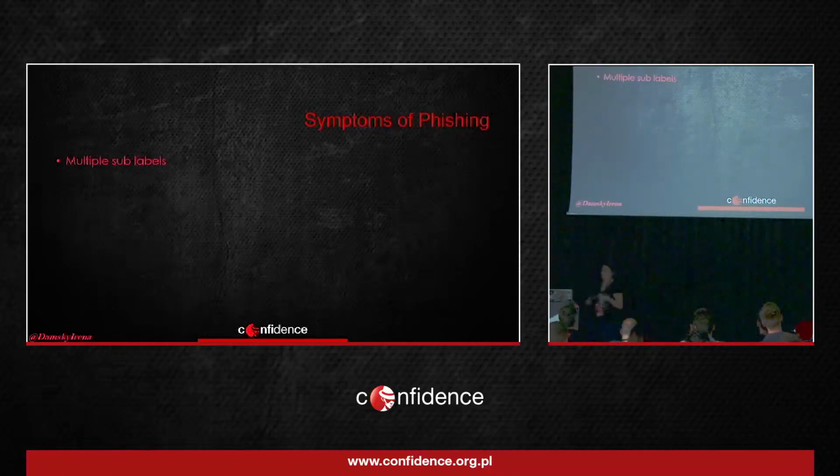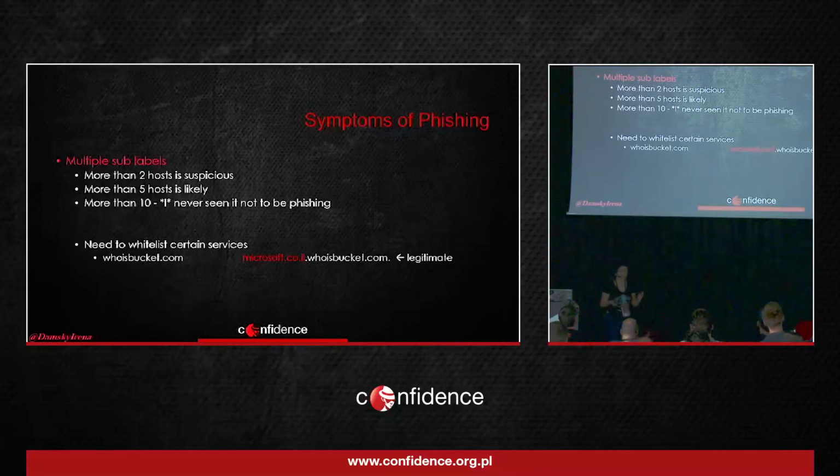Basically, the first symptom of phishing is when you have multiple labels, multiple sublabels. Once you have more than 2 subdomains or sub-hosts, that's already a bit fishy or suspicious, because most legitimate services usually use only one. So you'd use www, your website, or blog, your website. Maybe sometimes you'll use 2 sublabels, but even that's not common. So 2 is already a little bit suspicious.